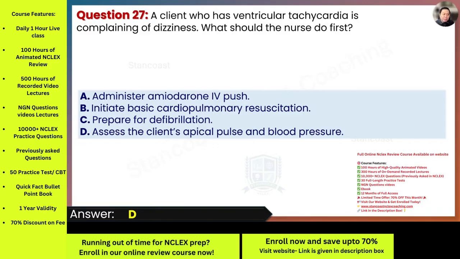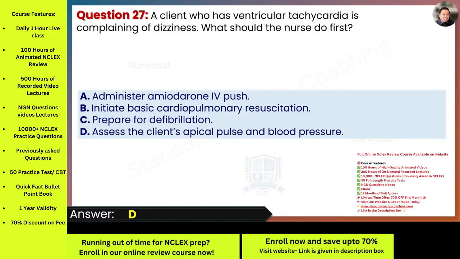Now, what about letter C? Prepare for defibrillation. We know that this is crucial for pulseless VTAC or ventricular fibrillation, where there is no pulse and the heart needs to be shocked back into rhythm. But in this particular case, the client is conscious and complaining of dizziness, which suggests there is still a pulse, and defibrillation is for pulseless VTAC. And so preparing for it at this stage would also be premature.